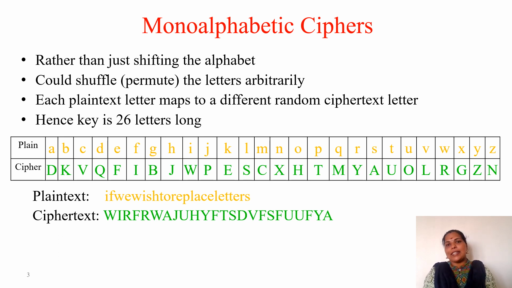The next substitution cipher is the monoalphabetic cipher. In the previous lecture, we saw the Caesar cipher. It is the very base substitution cipher. It is also called a shift cipher. In the Caesar cipher, we just shifted the alphabet. In the monoalphabetic cipher, we are shuffling or permuting the letters arbitrarily. So here each plaintext letter maps to a different random ciphertext letter.